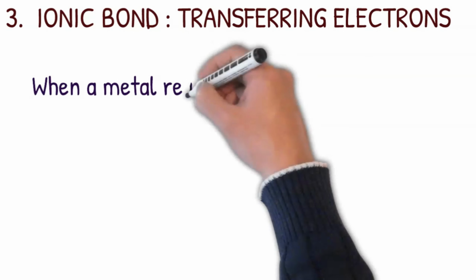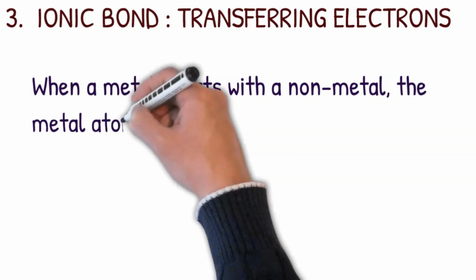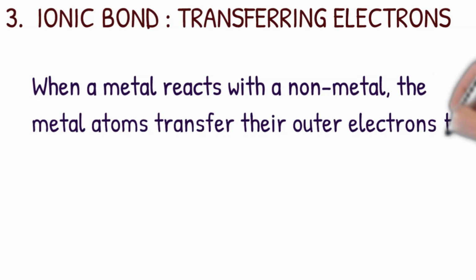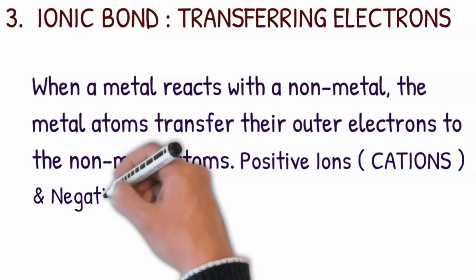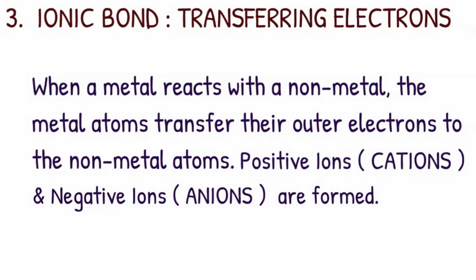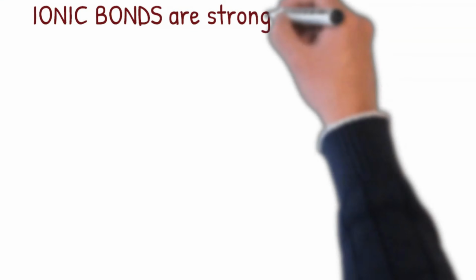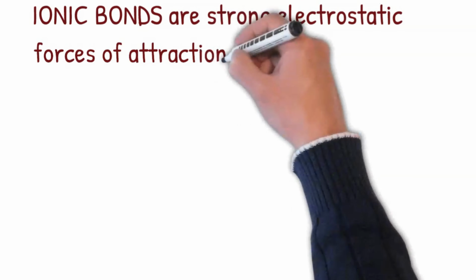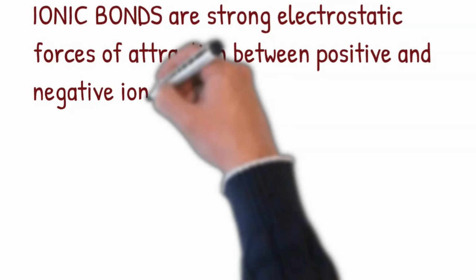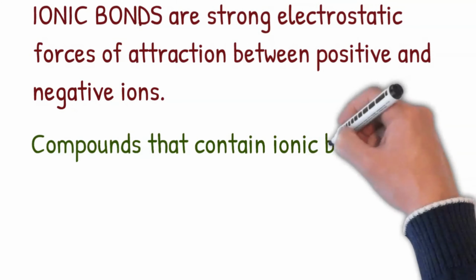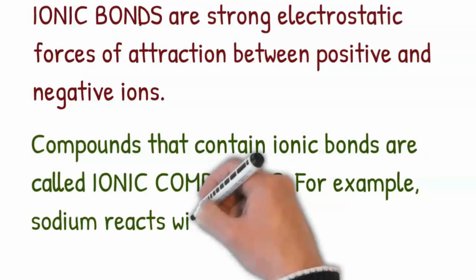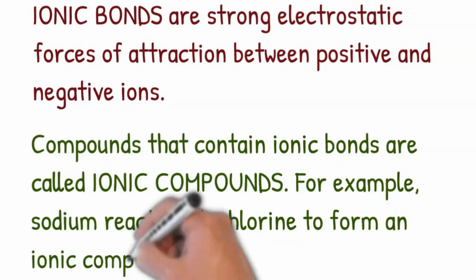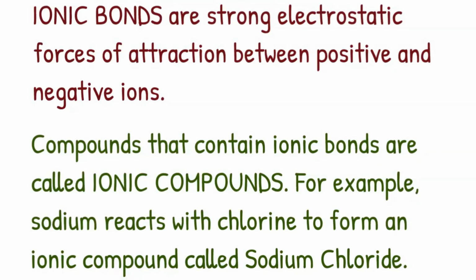Ionic bond, transferring electrons. When a metal reacts with a non-metal, the metal atoms transfer their outer electrons to the non-metal atoms. Positive ions, cations, and negative ions, anions, are formed. Ionic bonds are strong electrostatic forces of attraction between positive and negative ions. Compounds that contain ionic bonds are called ionic compounds. For example, sodium reacts with chlorine to form an ionic compound called sodium chloride.